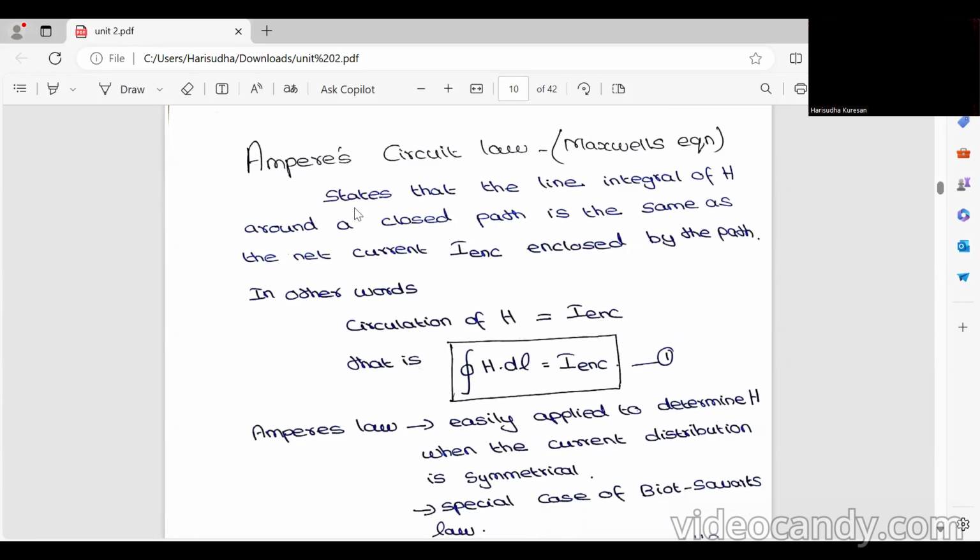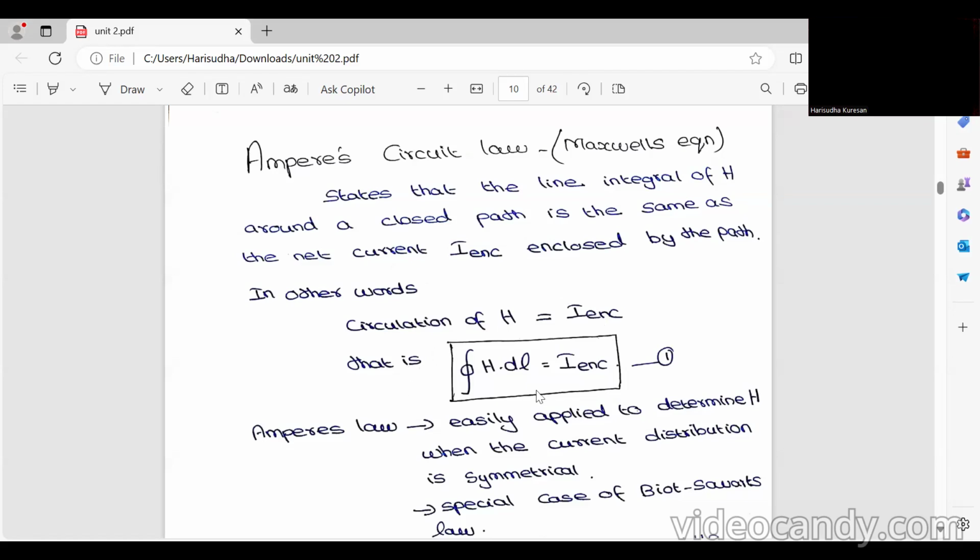Ampere's circuit law states that the line integral of H around a closed path is the same as the net current enclosed by the path. I'll repeat. Ampere's circuit law states that the line integral of H around a closed path is the same as the net enclosed current.